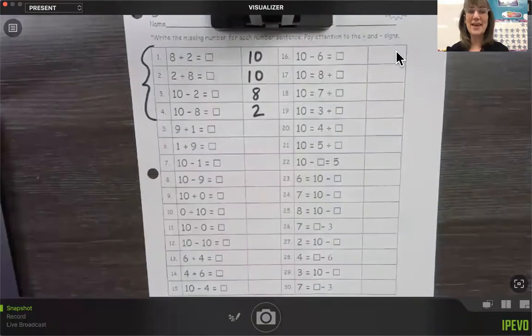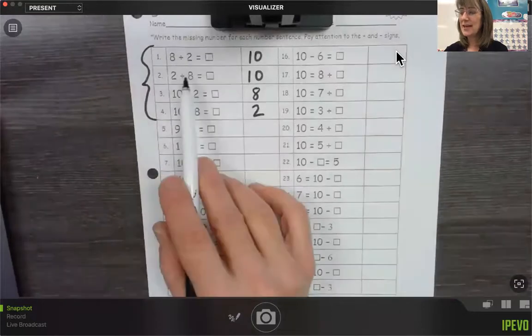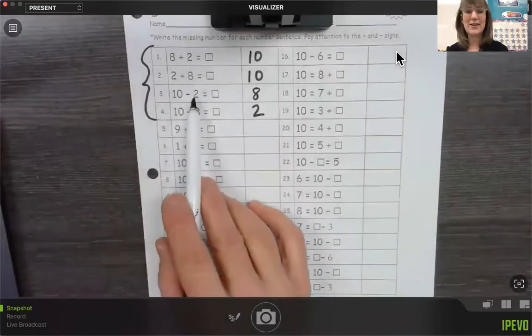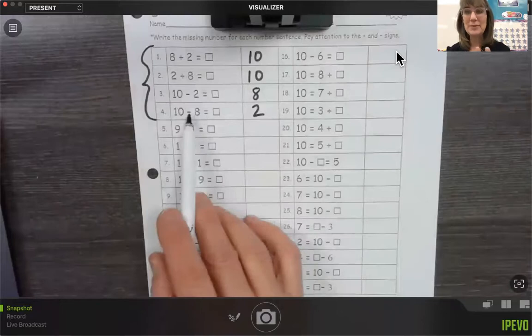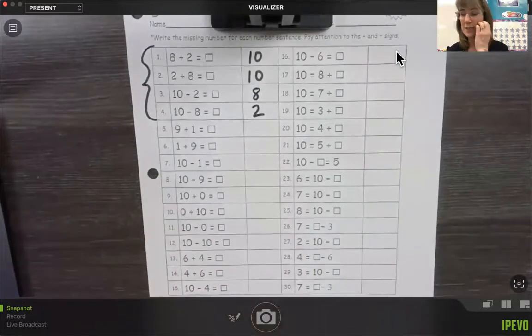It's a fact family. Look at 8, 2, 10. 2, 8, 10. We use the same 3 numbers in 4 different ways. 2 addition problems and 2 subtraction problems. That's a fact family. I think we might see some more of them.